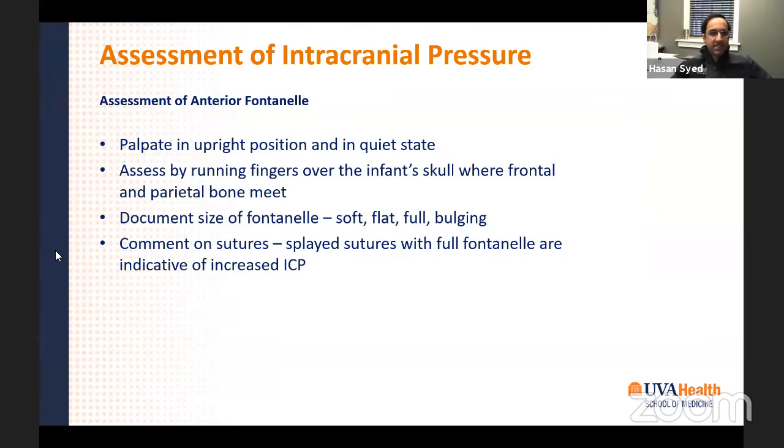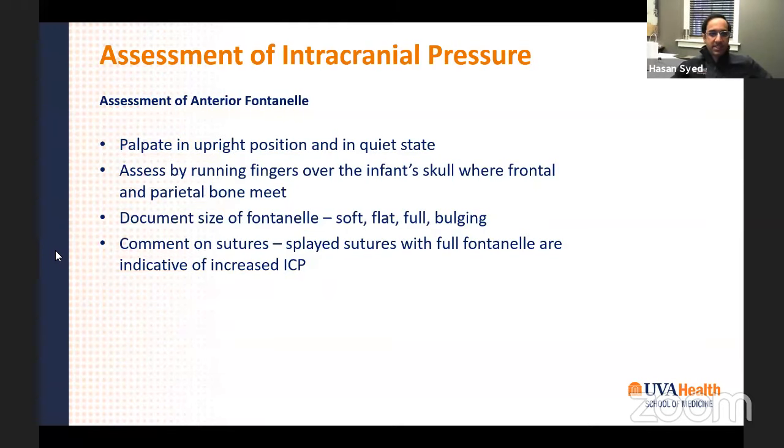So how do you assess the anterior fontanelle? It's important to palpate it upright in a quiet state. Crying or lying down, because of gravity, can increase the fontanelle. So you want to assess this by running the fingers over the infant's skull where the frontal and parietal bones meet. You want to document the size of the fontanelle, and that can be soft, flat, full, or bulging.